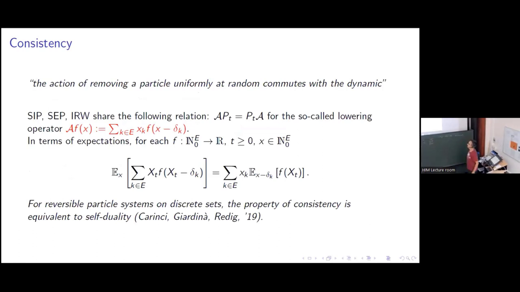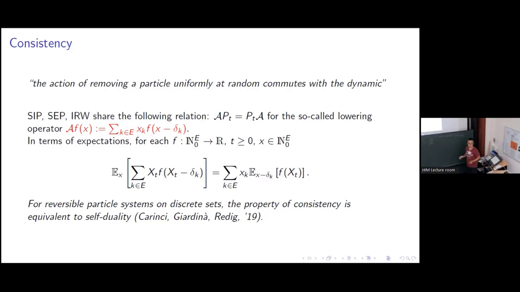One other little comment: there's a property called consistency. We are still in the discrete setting. Consistency roughly means that the action of removing a particle commutes with the dynamics. What does that mean? We start, for example, with five particles. Then we first remove a particle uniformly at random, so we have four. Then we can let the dynamics evolve, so we have a distribution of four particles. We can also do it the other way around. We start with the same five particles, let the dynamics evolve with five particles, and afterwards we remove one particle uniformly at random. That property we call consistency.